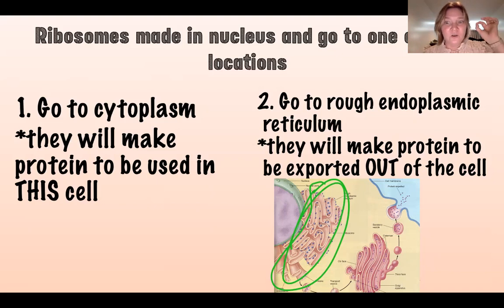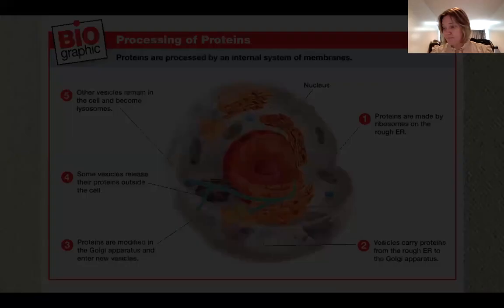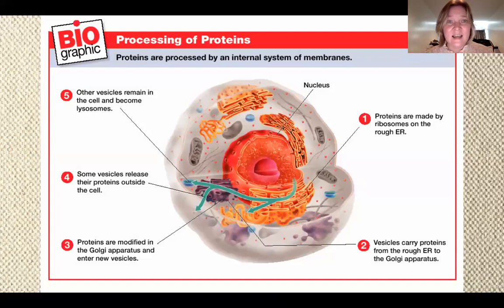So if the ribosomes go to the cytoplasm, they make domestic proteins. If they go to the rough ER, they're going to make proteins to be exported. So here is a diagram that shows the process of making proteins. Proteins are processed by an internal system of membranes.